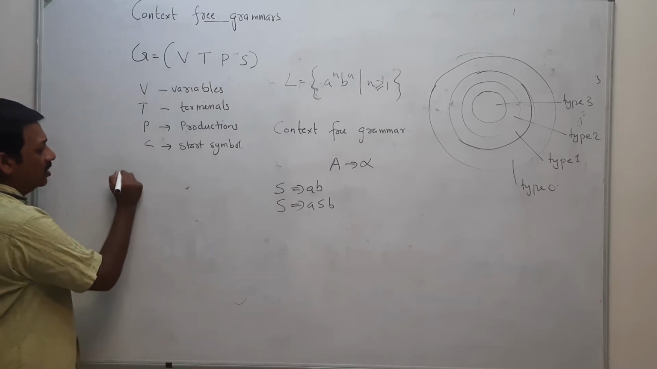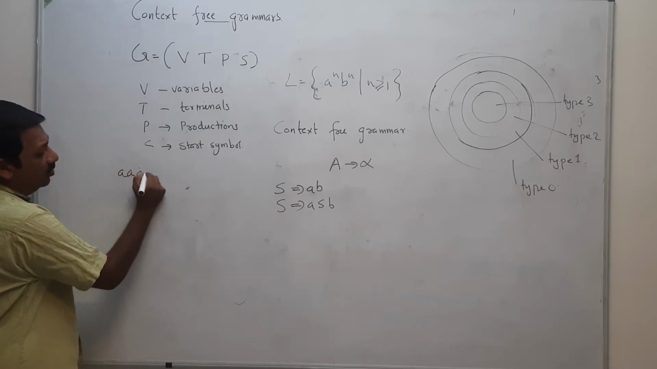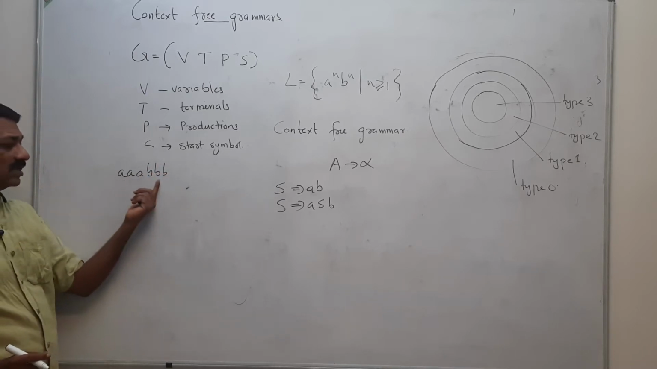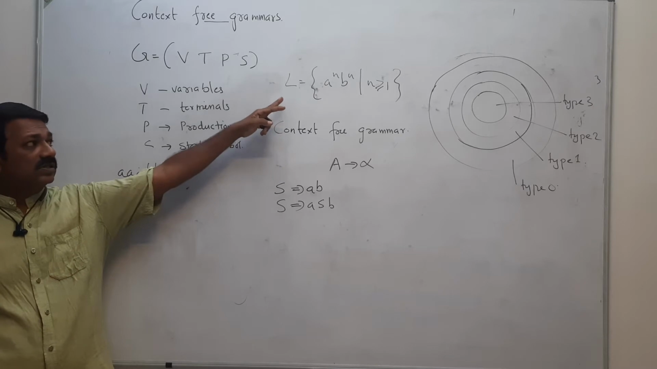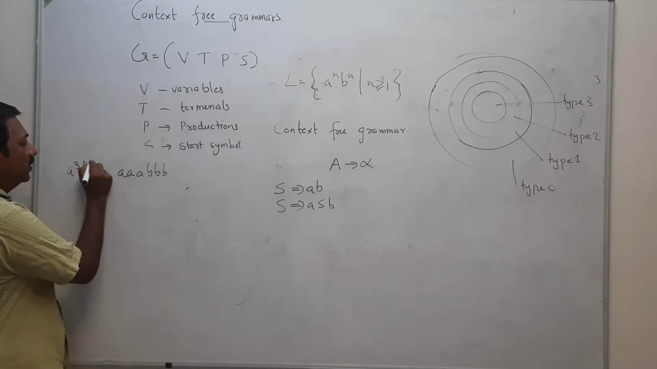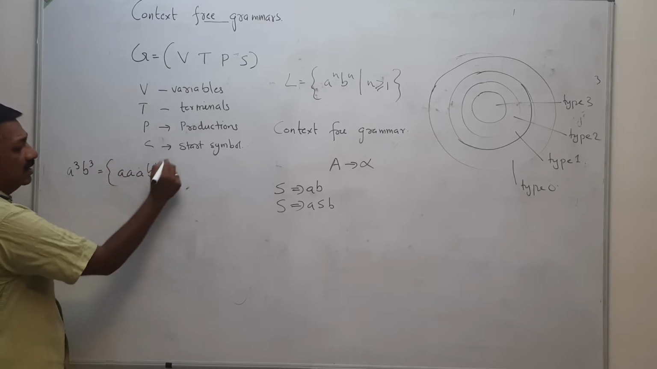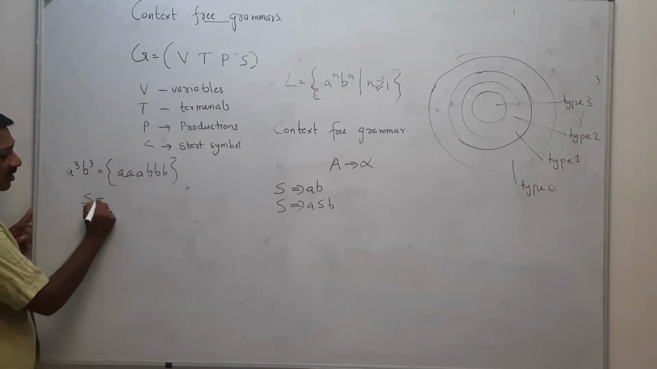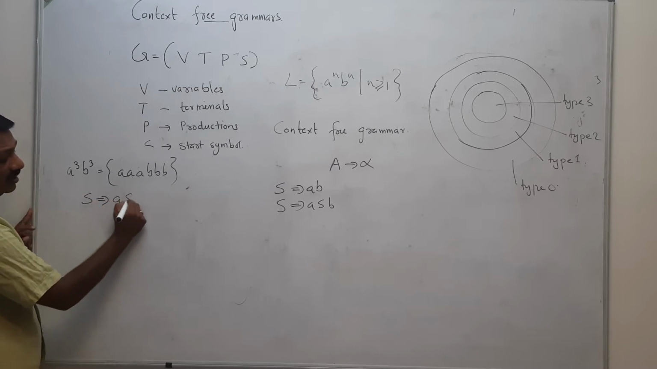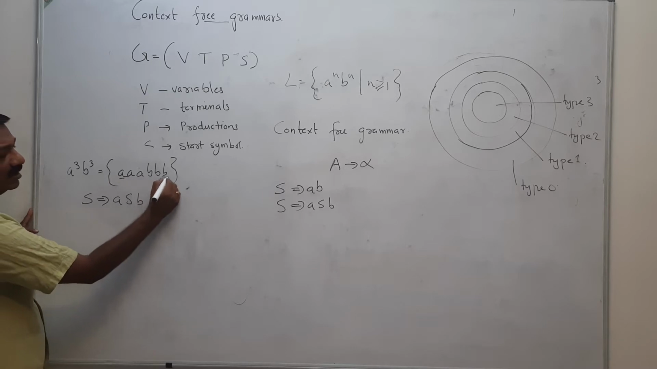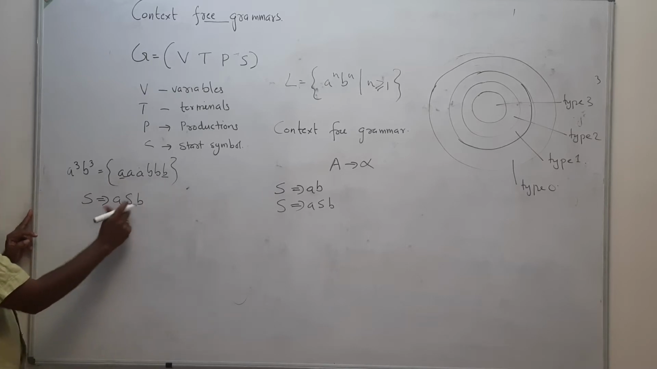I'll show you how. Suppose that you have to generate aaabbb. That means this is a valid string according to this grammar, which is actually a power 3 b power 3. This is aaabbb. Now I am going to generate this from the start symbol. You are going to generate aSb. That means here this a and this b you have generated as aSb.